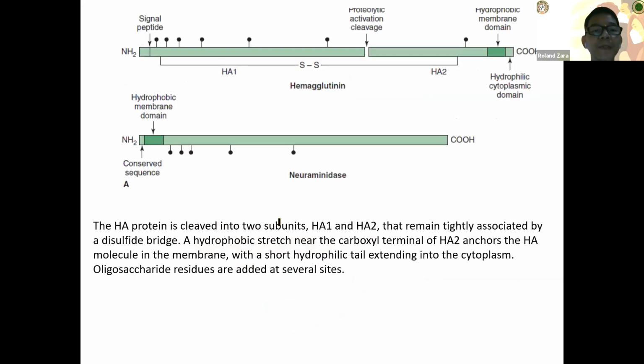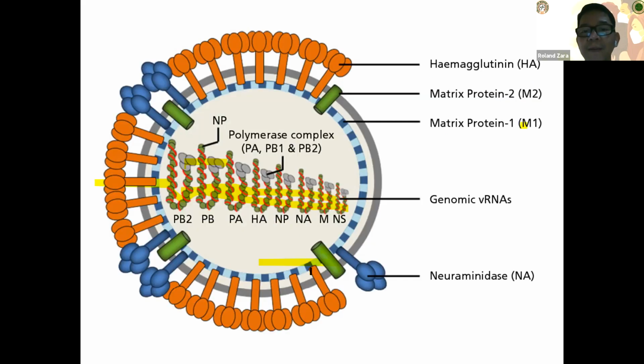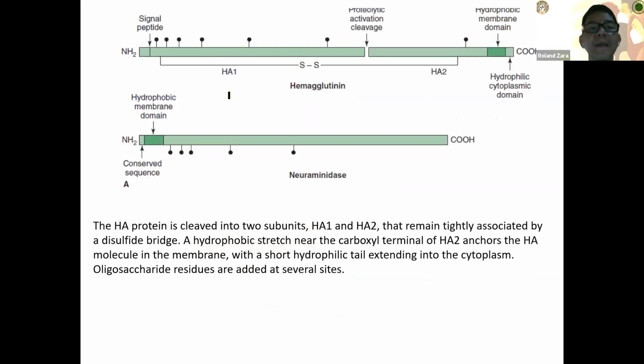Now this is your hemagglutinin. Let's take a portion of this. This is the hemagglutinin. It is cleaved into two subunits: we have subunit HA1 and subunit HA2. Your HA1 and HA2 are attached via a disulfide bridge. So this is the bridge that attaches subunit 1 and subunit 2.